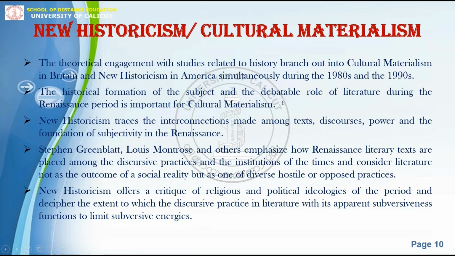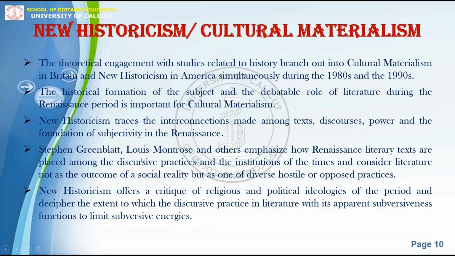Now, the historical formation of the subject and the debatable role of literature during the Renaissance period is important for cultural materialism. So, for cultural materialism, they gave importance to the historical formation of the subject and the debatable role of literature during the Renaissance period. And new historicism traces the interconnections made among texts, discourses, power, and foundation of subjectivity in the Renaissance. So, this is how they differ.